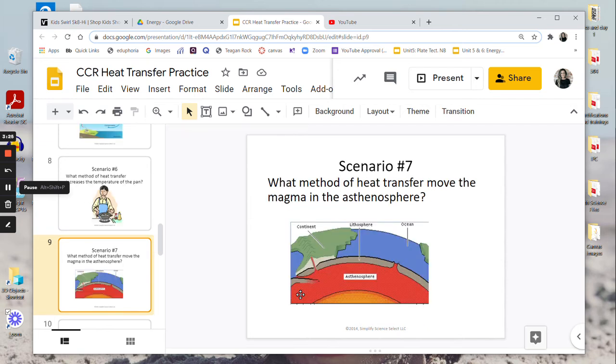Scenario number 7, what method of heat transfer moves the magma in the asthenosphere? Okay, warm magma is heated from the core and it rises up to the crust, and then that magma cools off once it has a little bit of time and it sinks back down to the core. So we have warm magma rising and cool magma sinking, which is going to be convection. Remember, warm things are going to rise while cool things are going to sink because of density.